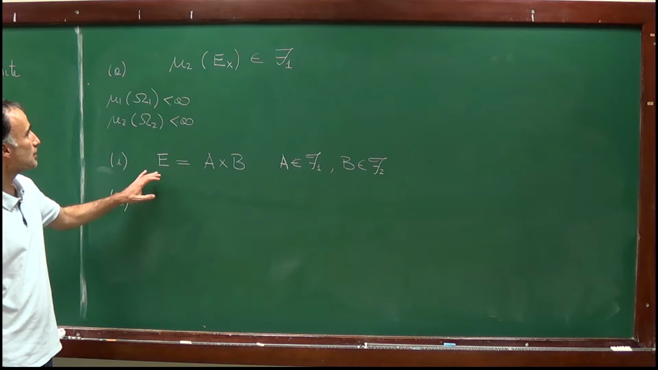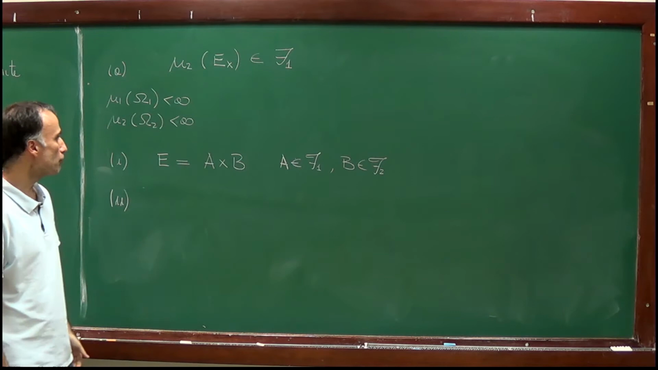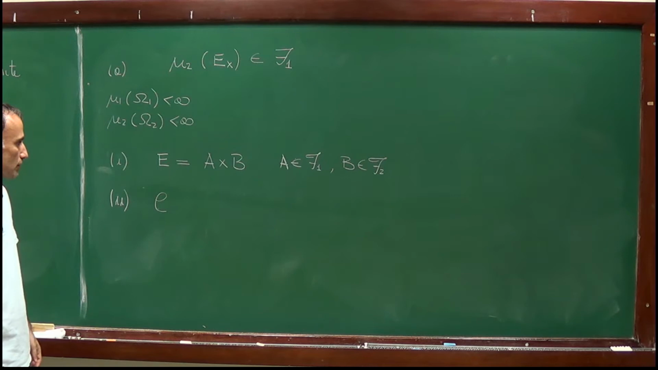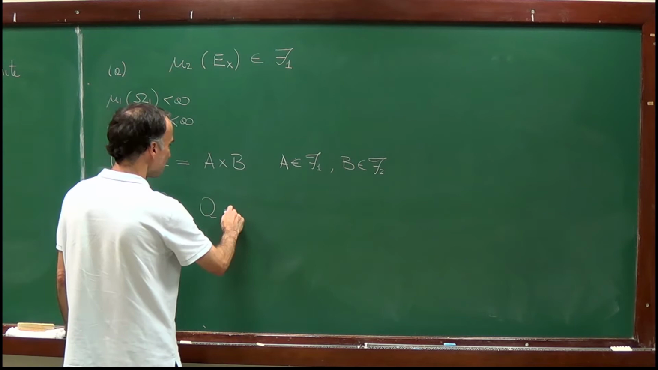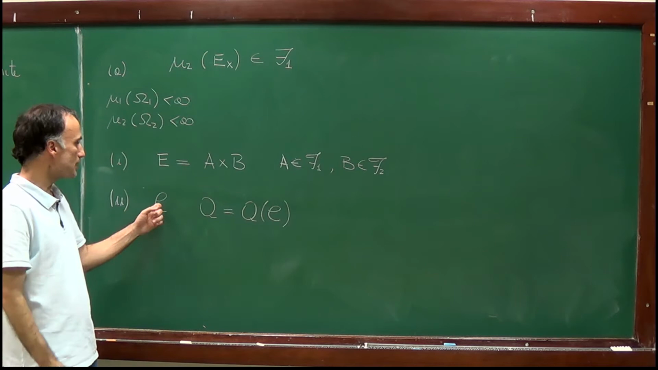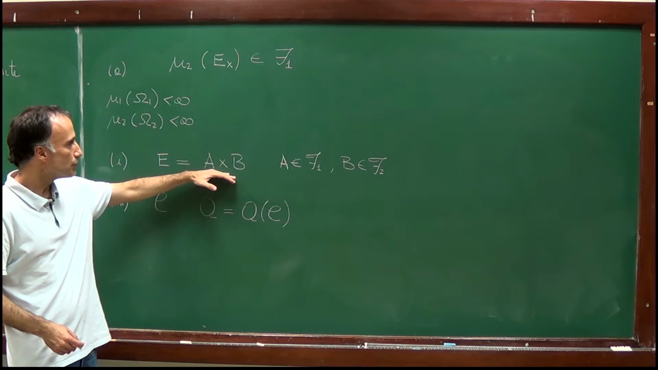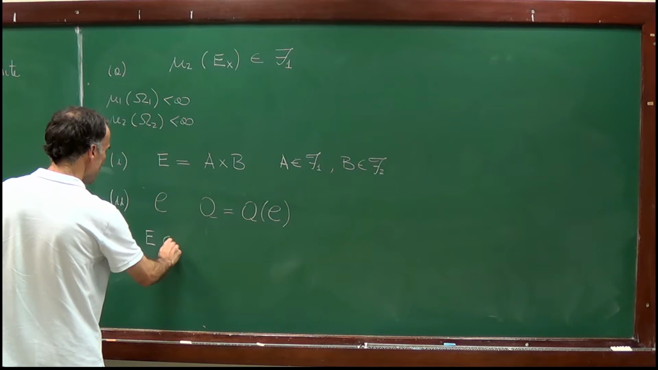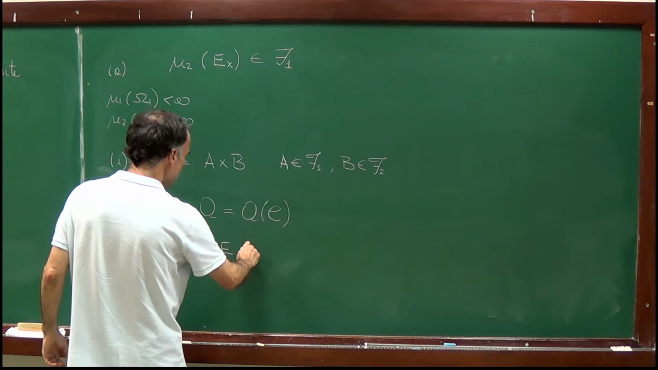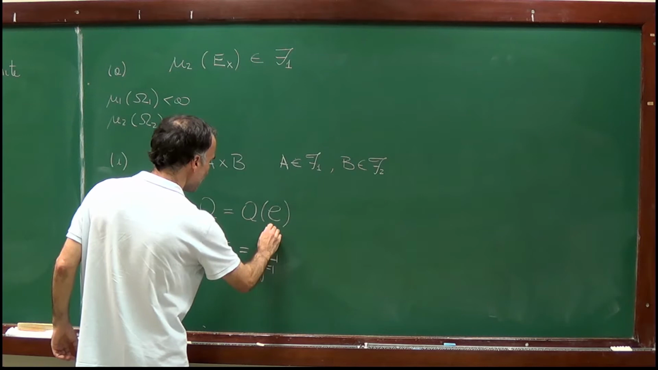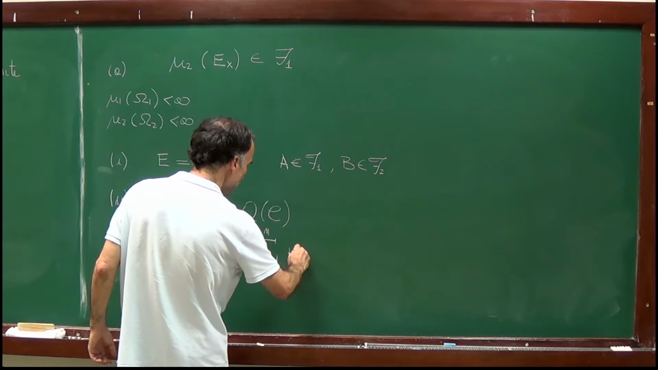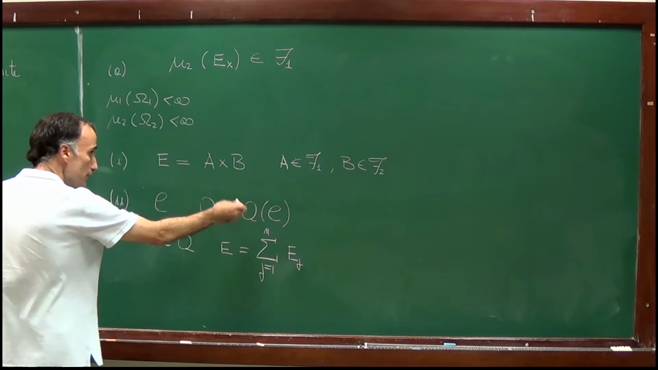Now let's prove it for finite disjoint unions of rectangles. Remember that we represented by C the set of rectangles, and let me denote by A the algebra generated by the rectangles. So we know that C is a semi-algebra, and therefore that the elements of the algebra generated by this semi-algebra are formed by finite disjoint unions of rectangles. So if I take an element E in this algebra, E can be written as a finite disjoint union of elements of the semi-algebra, which are the rectangles.